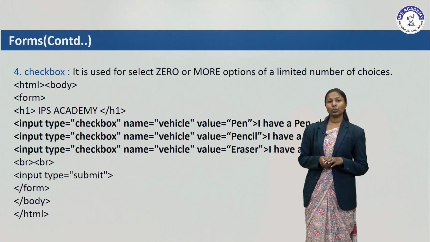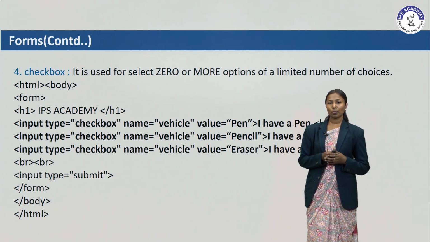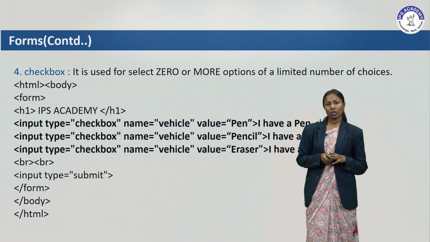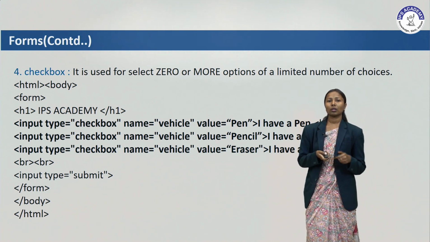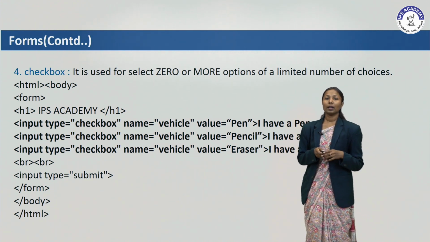I already told you there are two most important elements in the form. One is radio button and another one is checkbox. So radio button is used for selecting one option from multiple choices, but checkbox is used for multiple options. It is used for selecting 0 or more options, okay, of a limited number of choices.